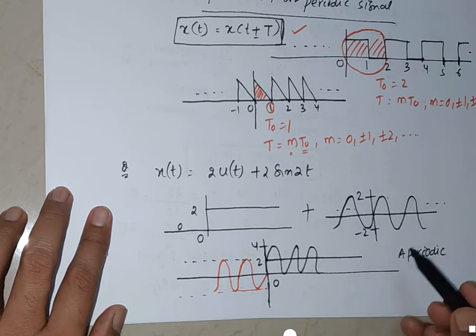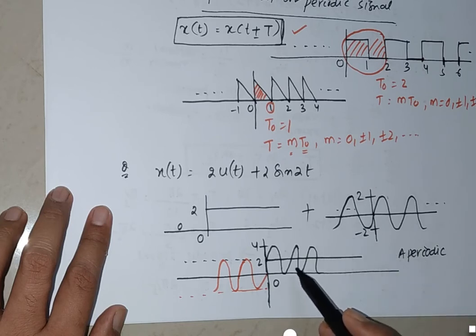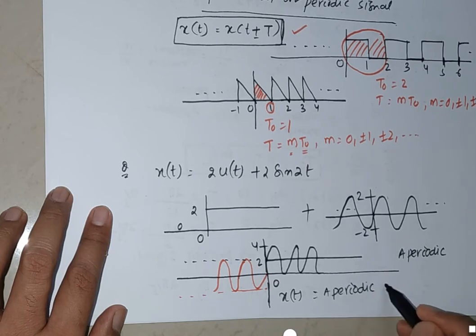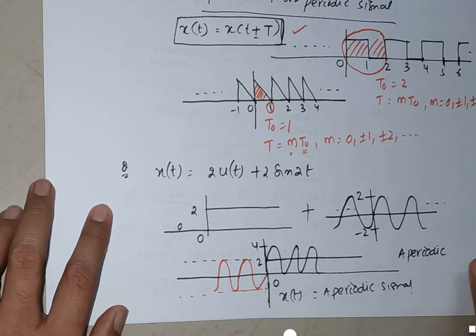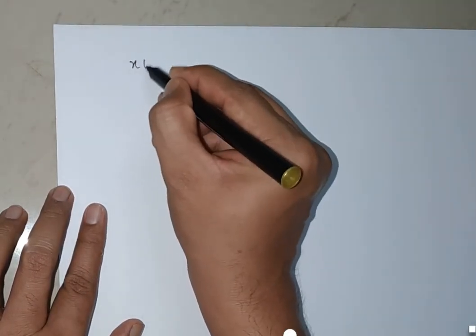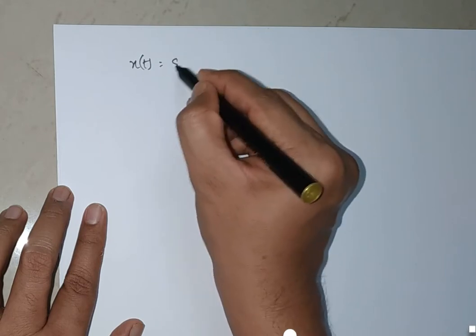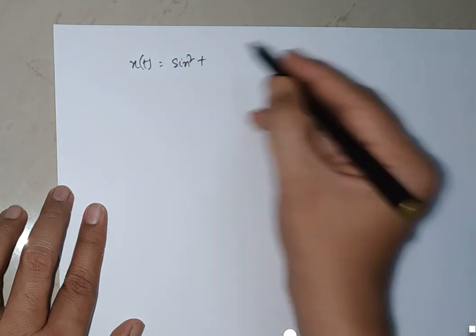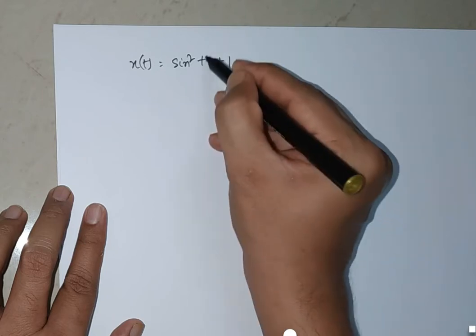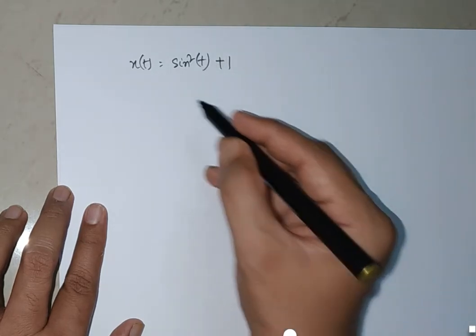It does not satisfy the condition that a signal is said to be periodic if it repeats after a certain interval of time. If you take any interval of time in this signal, it does not repeat, so it is an aperiodic signal. Now take another example. Let x of t equal sin square t plus 1. Now check whether it's periodic or not.